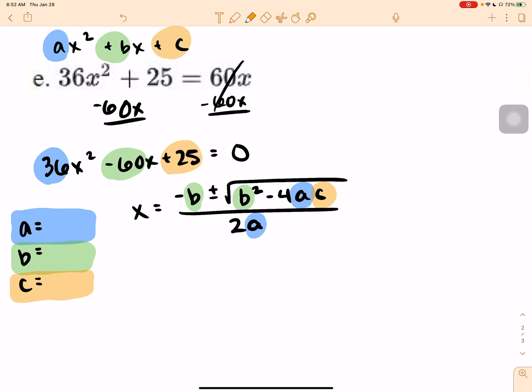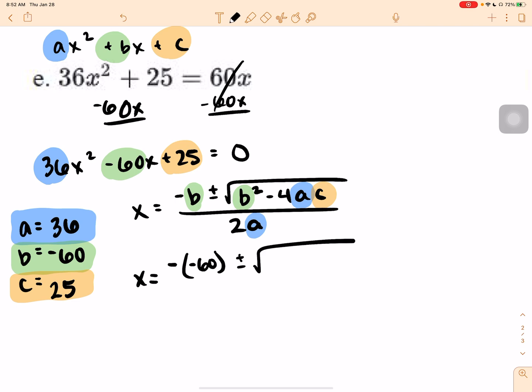Okay. So I'm going to write those out. So 36, negative 60, positive 25. So I have x equals negative. Always put whatever you're plugging in into parentheses here. Negative 60 is my B times 36 times 25.